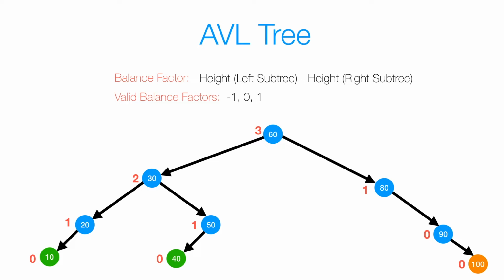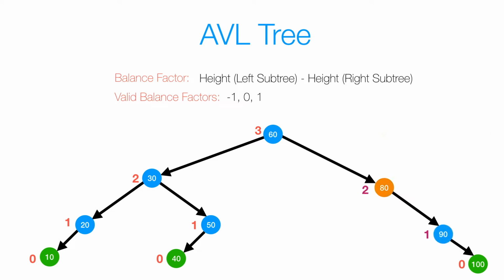So starting at 100, its balance factor is going to be 0, reason being is because -1 minus -1 is 0. If we go up to 90, we have a height of 1 now because we inserted a node to its right, and its balance factor is going to be -1, because its left subtree is -1, and its right subtree is 0. -1 minus 0 is -1.